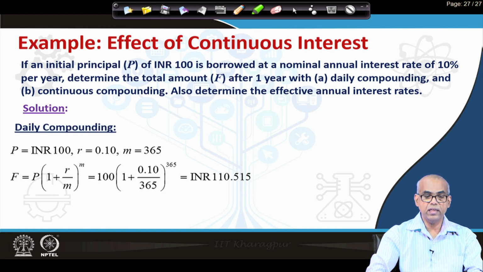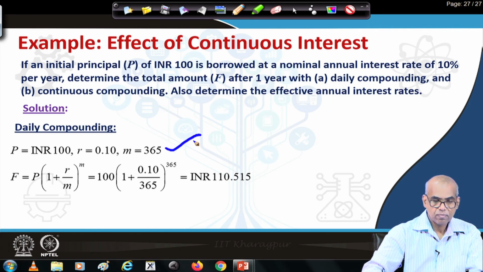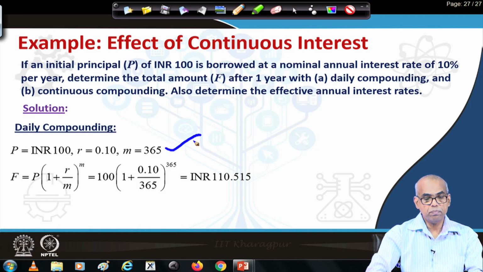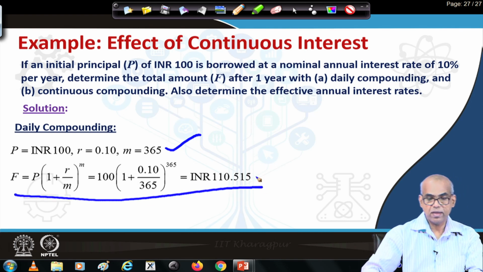So, let us start with daily compounding. P equal to 100, r, the nominal annual interest rate, is 10%, so 0.10. When I do daily compounding, m is equal to 365. So, F equal to P into (1 plus r by m) to the power m. Use the formula and compute F as 110.515.